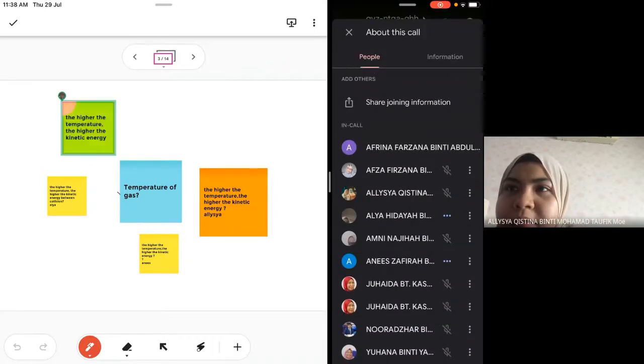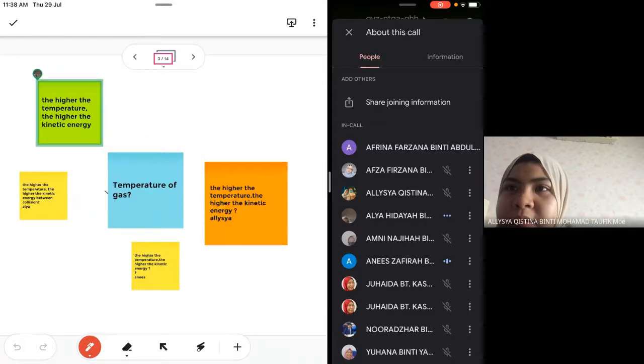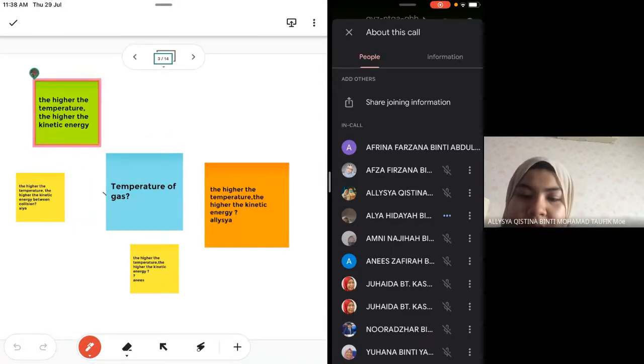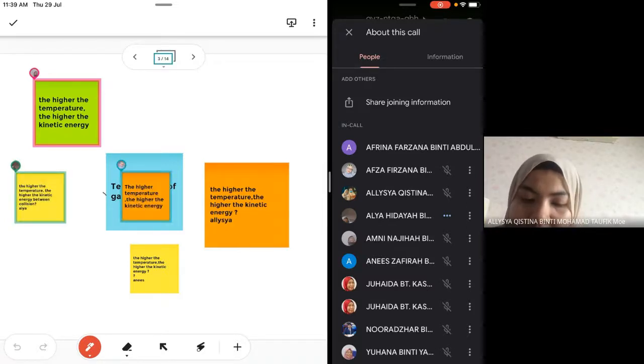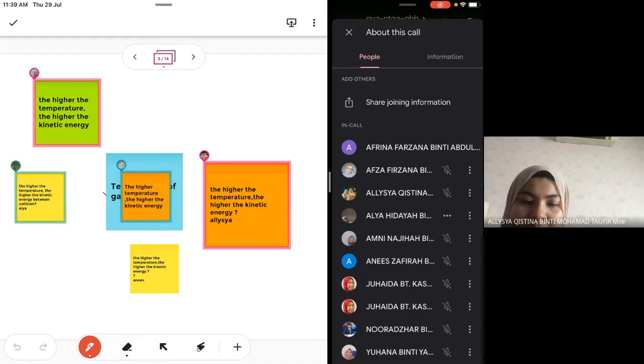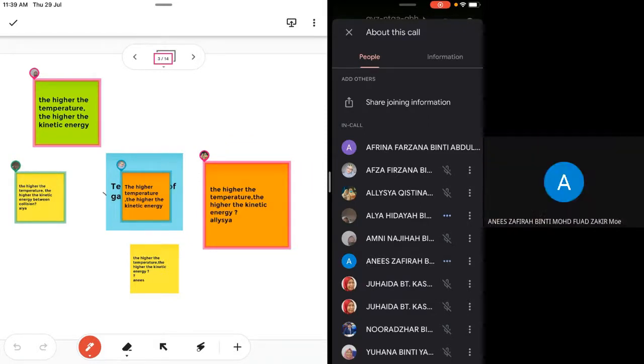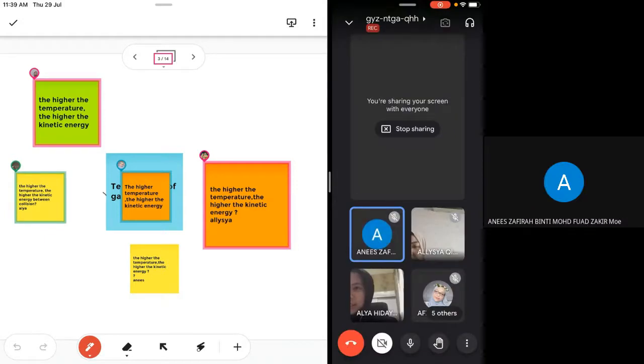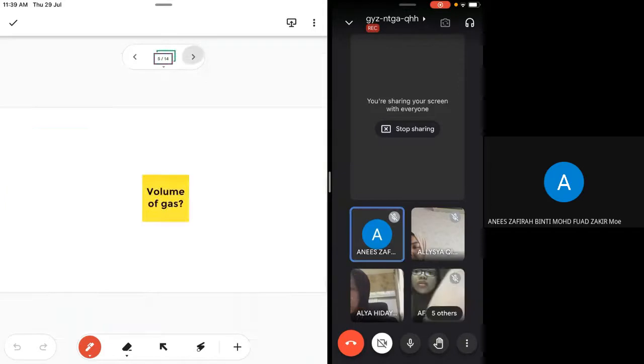Okay, so everyone got it right, but you need to switch the position. You need to state the higher the kinetic energy first, and then the higher the temperature. So everyone got it? Yes. Okay, everyone is doing great. So volume of gas. What about the volume of gas?